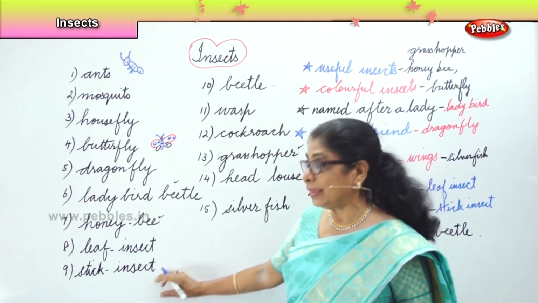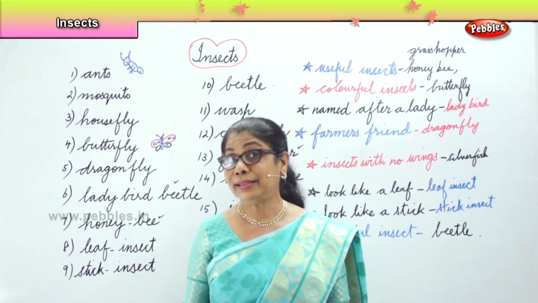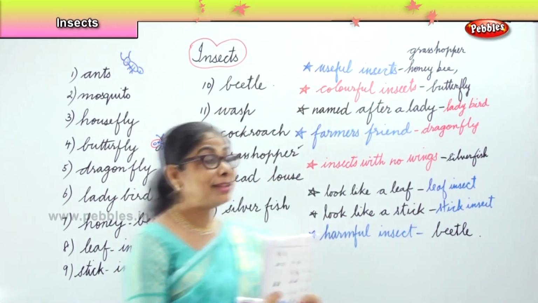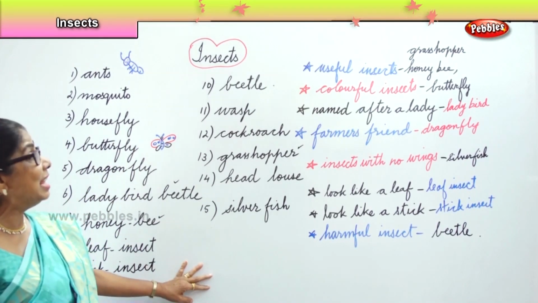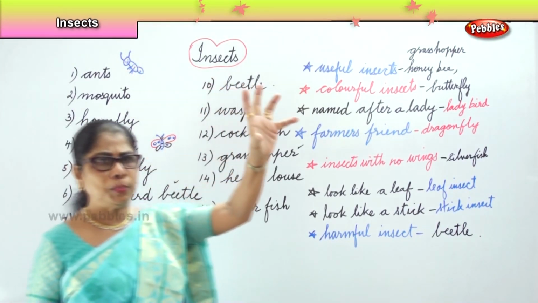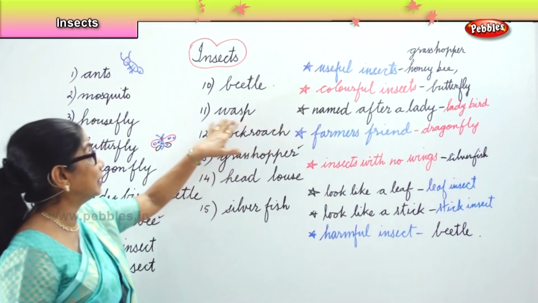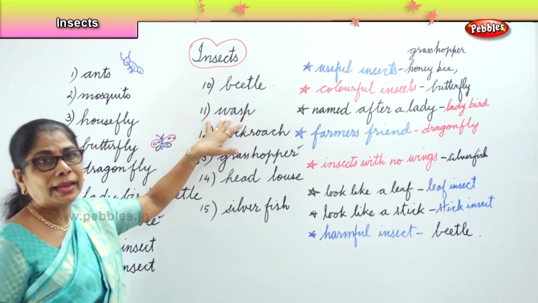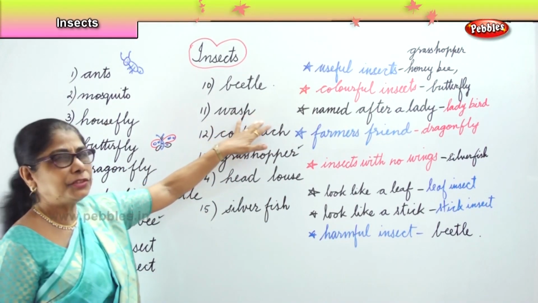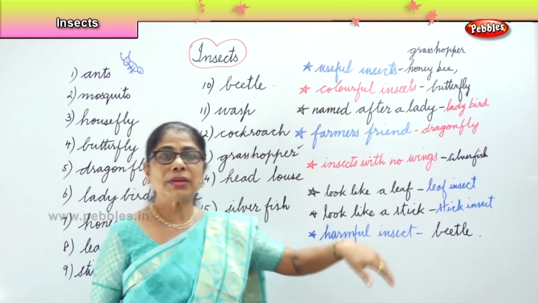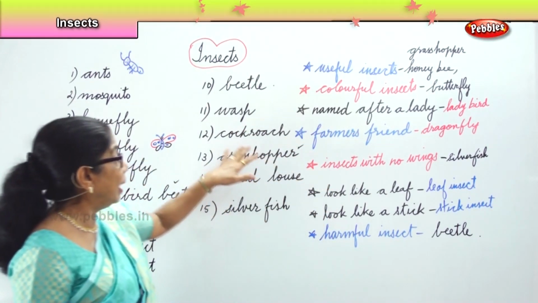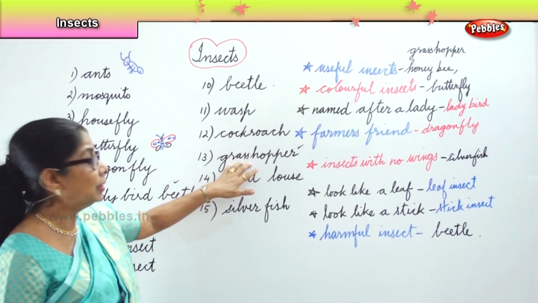Leaf and stick insect. They almost look like the leaf. They almost look like the stick to camouflage from their enemies. Beetles, huge black beetles are harmful insects. Wasps also collect honey, but they sting you very badly and you must be careful. Cockroaches are very harmful and they live all over in our house.